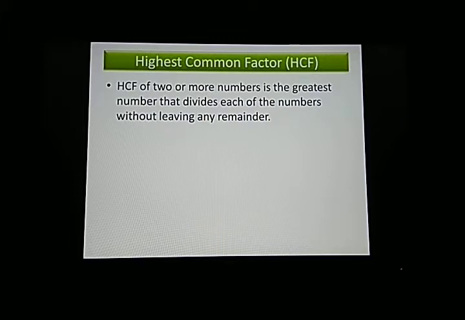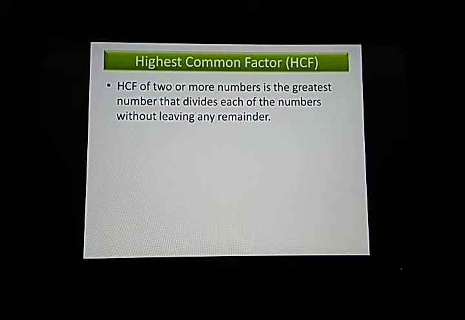So whenever, say for example, we are finding out the HCF of two numbers, say 2 and 4, then HCF will be that greatest number which can divide both 2 and 4 without leaving any remainder. So can you think about such a number which will divide both 2 and 4, a greatest number? Yes, obviously the answer is 2, isn't it? Or not?